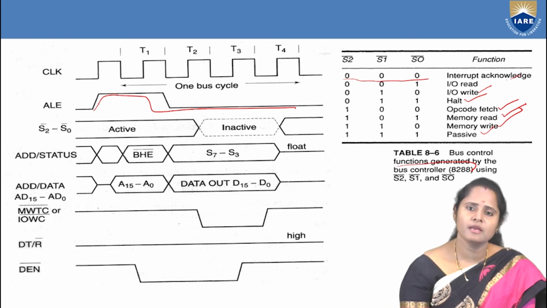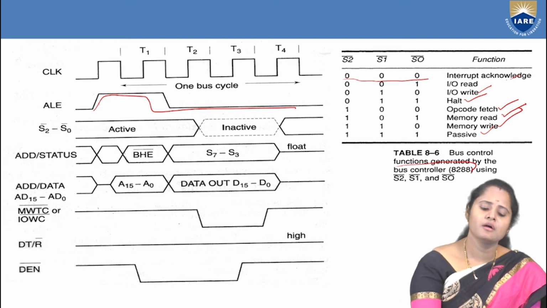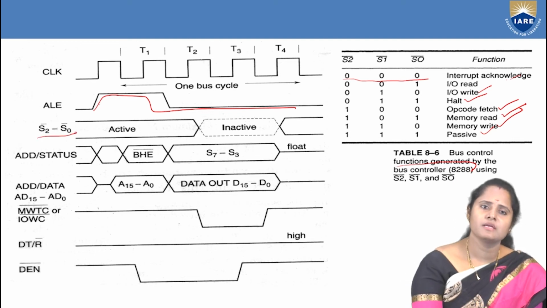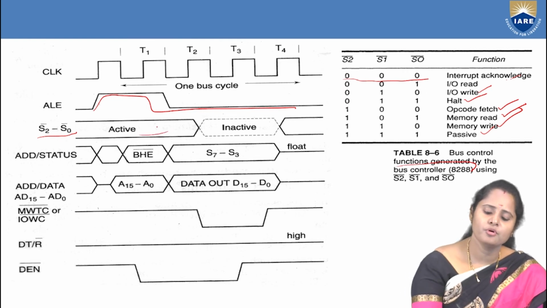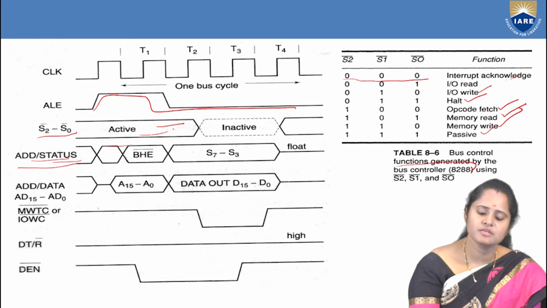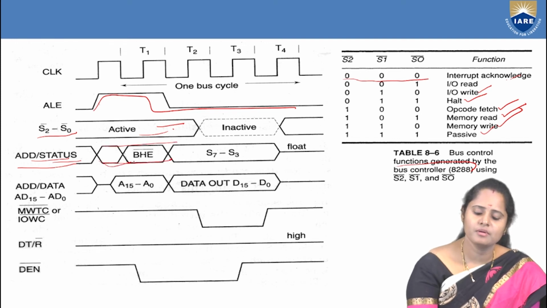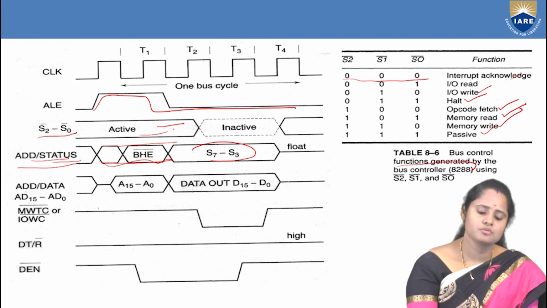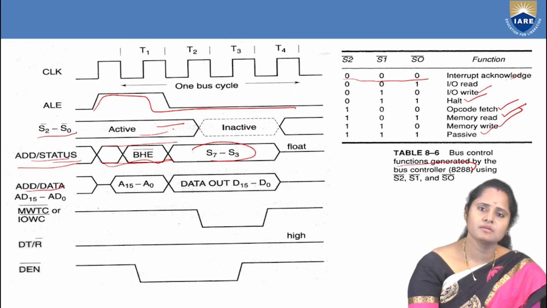So in order to generate those control signals, we need to activate S0 to S2 before itself. Depending upon the activation of these signals, the remaining pins will be activated, either the IO or the memory. Next pin will be address and status. First the address will be enabled at this time period, and next the status will be enabled.